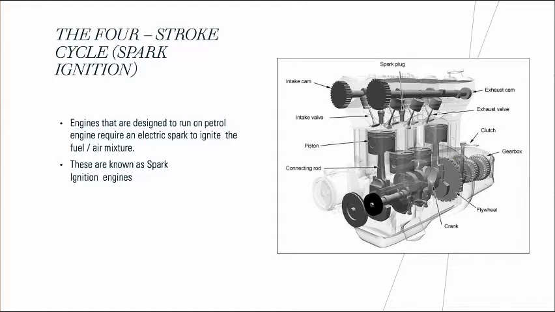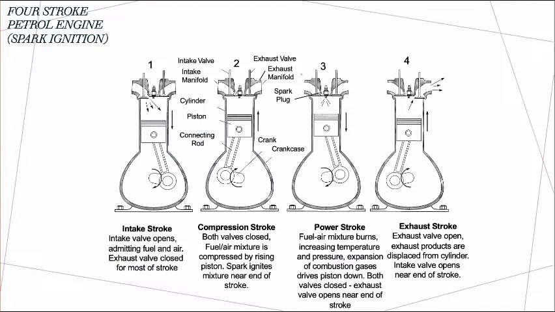The engines that are designed to run on petrol require an electric spark to ignite the fuel and air mixture, and these are known as spark ignition engines. As you can see in the picture, the spark plug is situated above the piston. And this is the four-stroke petrol engine that uses spark ignition.